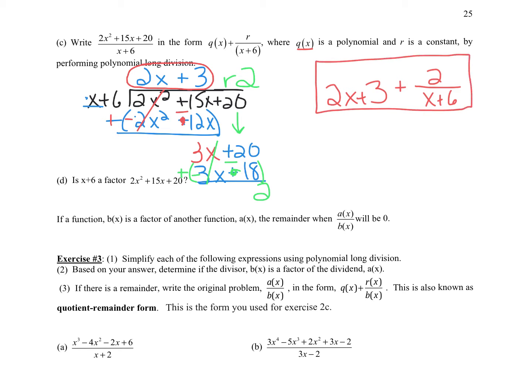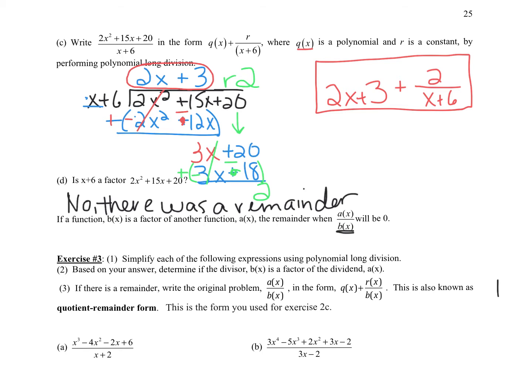Now this one, similar question, is x plus 6 a factor of 2x squared plus 15x plus 20? The answer to this one is no, because there was a remainder. In general, if a function b of x, so something we're dividing by, is a factor of another function a of x, the thing that we're dividing into, the remainder when they're divided will be 0. We're going to do some more practice with polynomial long division for the rest of the lesson. We'll also answer some questions about if things are factors or not.